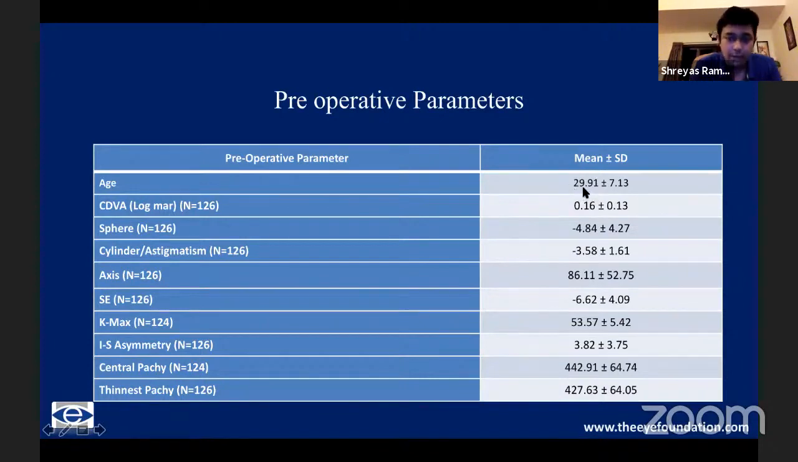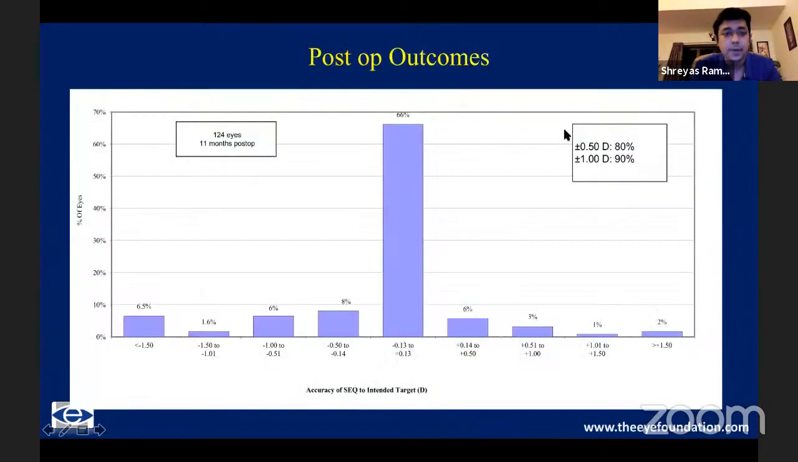As you can see here, the mean age was a little higher than what you would expect for our regular refractive population or regular cross-linking population. It's around 30 because we waited for stabilization of the keratoconus before we went ahead. Fairly high cylinder than what you would expect in a normal population, and a higher degree of IS asymmetry as well.